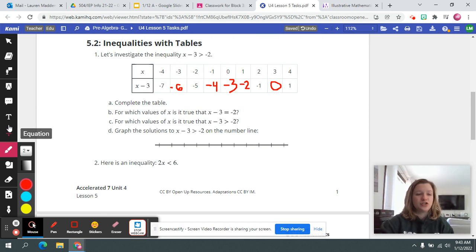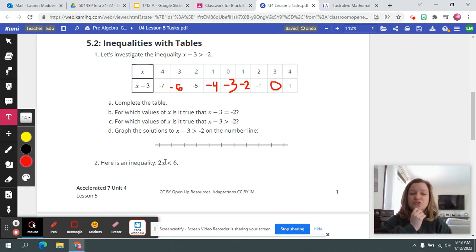Then it asks us some questions. For which values of x is it true that x minus 3 equals negative 2? All right, well, let's see where the x minus 3 column equals negative 2. Right here, so that's when x equals 1.